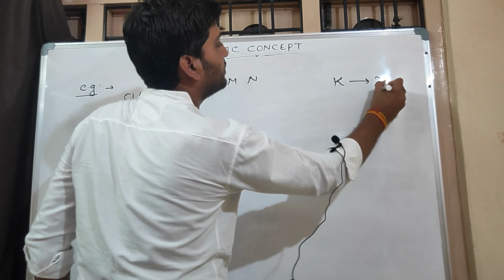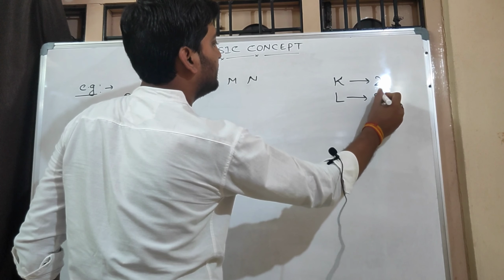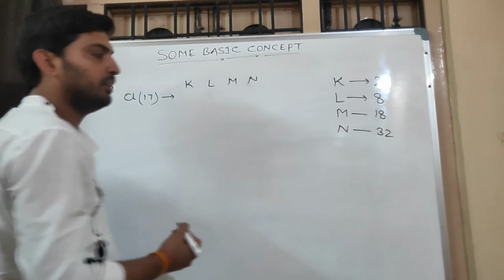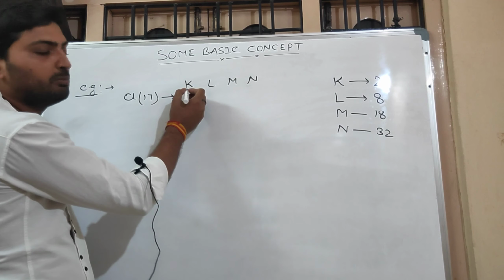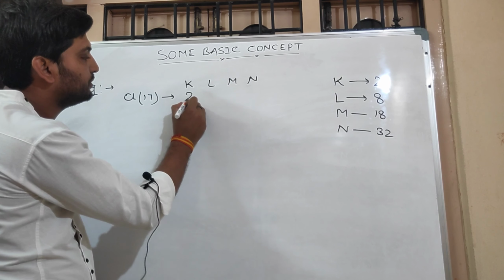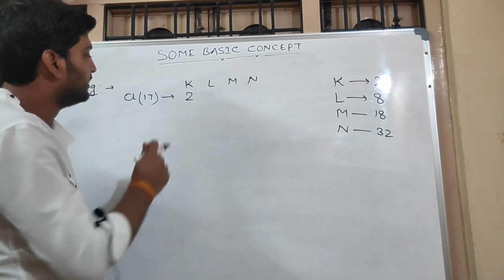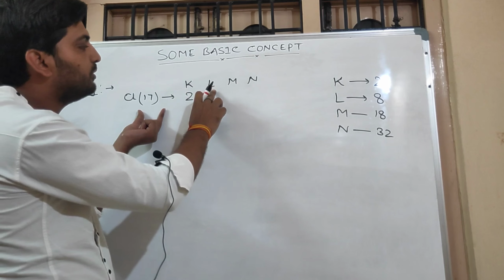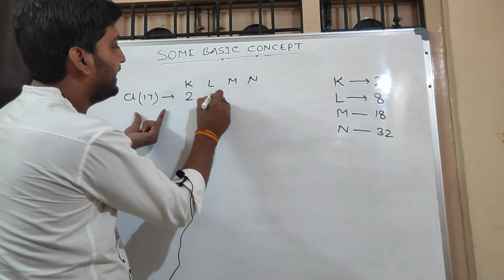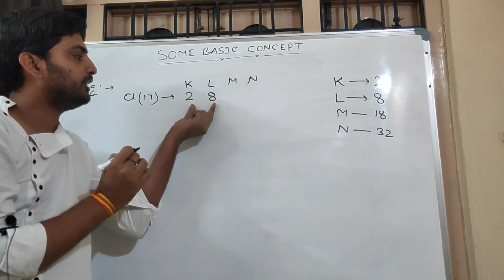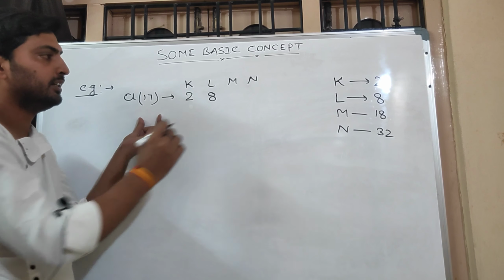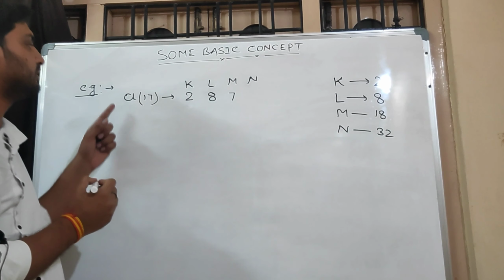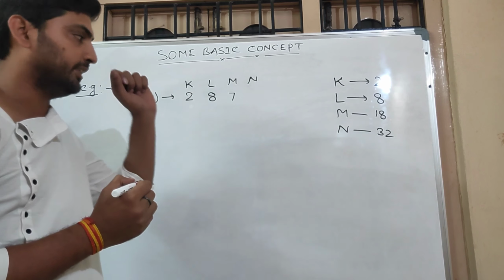For K, the maximum number of electrons is 2, L 8, M 18 and N 32. Okay. So for K, the maximum number of electrons can be 2. So we will put 2 here. Now how many electrons are remaining? 17 minus 2, 15. So 15 electrons are remaining. So how many electrons will be present in L? Maximum number 8. So we will write 8 here. Now 8 plus 2, 10. How many electrons are remaining? 7. For M, it can be 18. So we will put 7 here. So the electronic configuration of chlorine is 2, 8, 7.